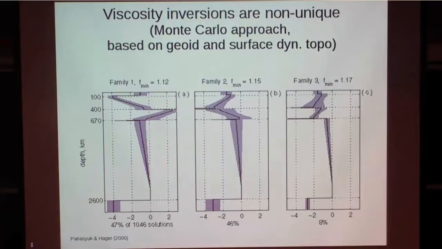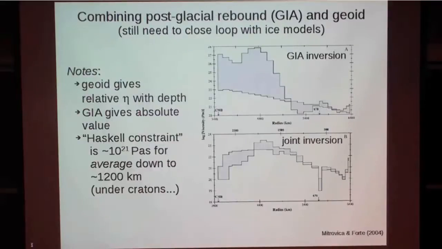Oh, this is probably 10 to the 21. And the geoid inversions are not sensitive to the absolute viscosity value. They're just sensitive to the variations of viscosity with depth. This is the exponent. Yeah, this is a log scale. What is sensitive to absolute viscosity variations is post-glacial rebound.